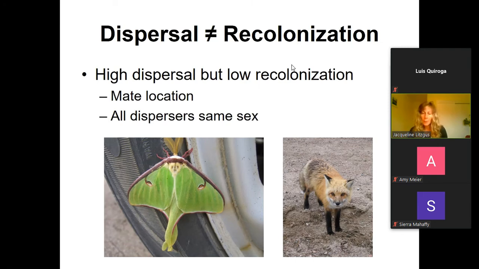Okay. Another situation where you might have high dispersal but low recolonization is if all the dispersers are the same sex. In many mammals, for example, it's primarily the males that disperse. I show this red fox here as an example of that, males are the ones that disperse out. This can help avoid inbreeding, but it's not going to promote recolonization, because if all males go and occupy a new patch, you're not going to have a successful population because you can't have males reproducing just with each other. You need females there too, right? So if all dispersers are the same sex, then you're not going to have recolonization happening.